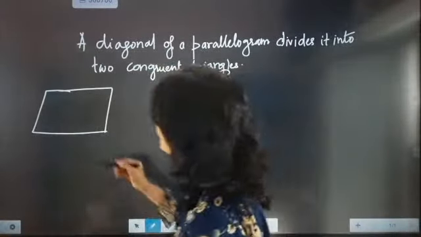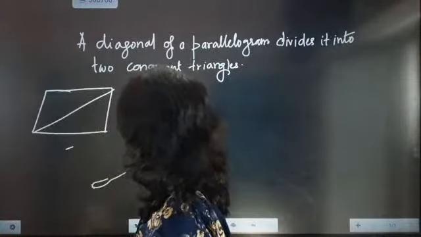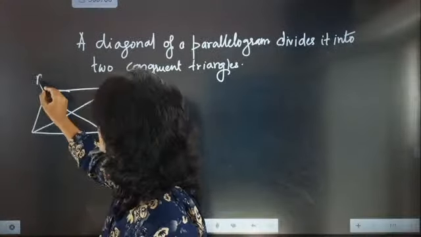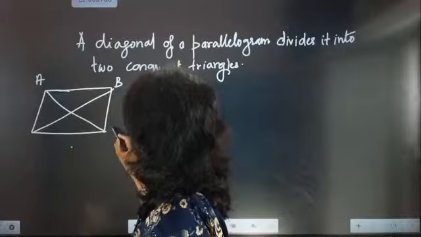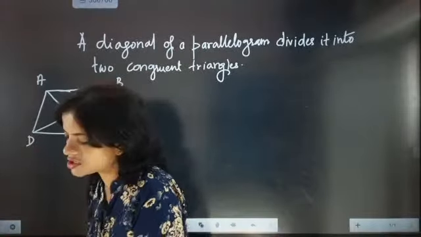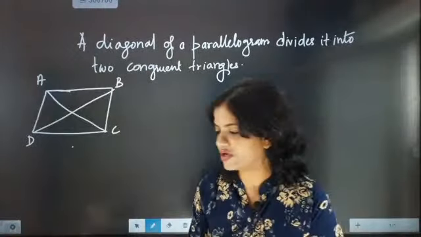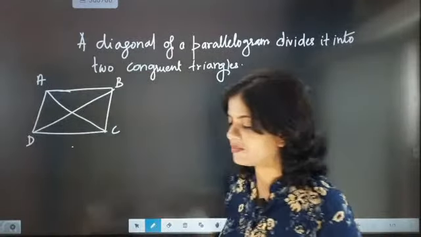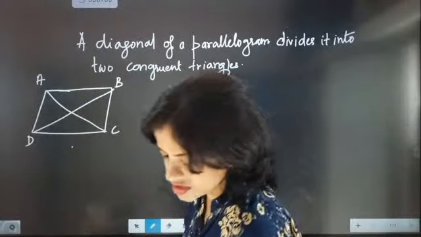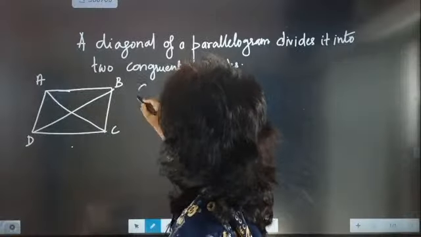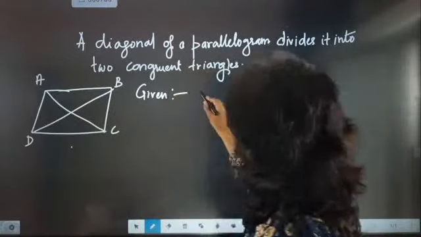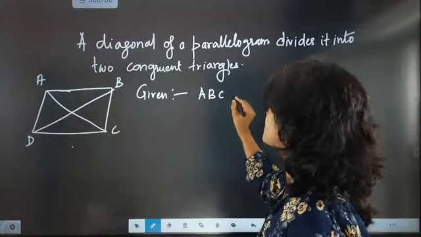Given: ABCD is a parallelogram. Okay, Kanishka, we can take that one. So what is ABCD here? ABCD is a parallelogram. This is the starting point, just the basic part of it. So let's start. I am going to take Kanishka's point: given ABCD is a parallelogram.